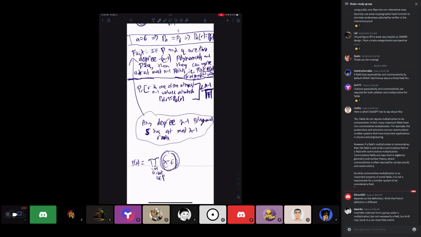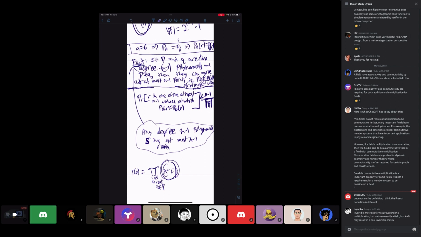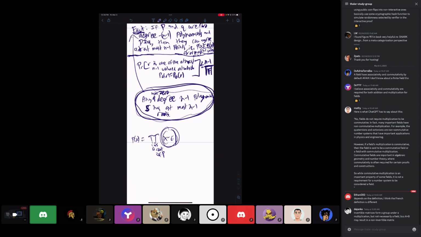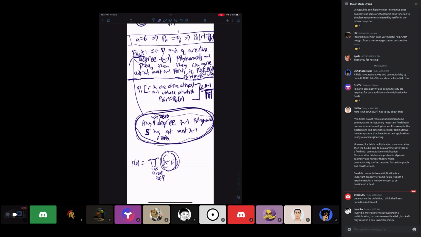And so this fact is equivalent to this fact applied to the difference P minus Q. I should have said any non-zero degree n-1 polynomial has at most n-1 roots. Obviously, the polynomial of degree 0, that's just 0. Everything's a root, but that's the only low degree polynomial with many roots.